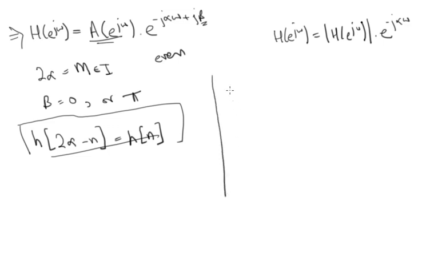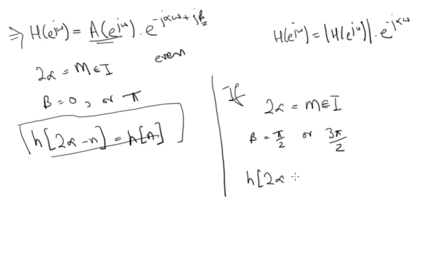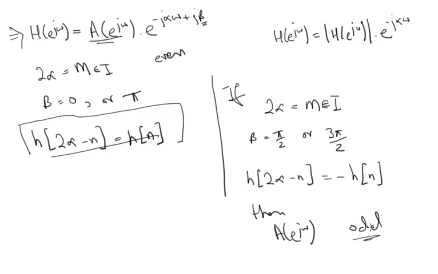Similarly, if 2 alpha is equal to m, an integer, and beta is equal to pi by 2 or 3 pi by 2, and your impulse response is odd symmetric around alpha, that means h of 2 alpha minus n must be equal to minus h of n, then this a of e raised to power j omega will be an odd and real function of omega.